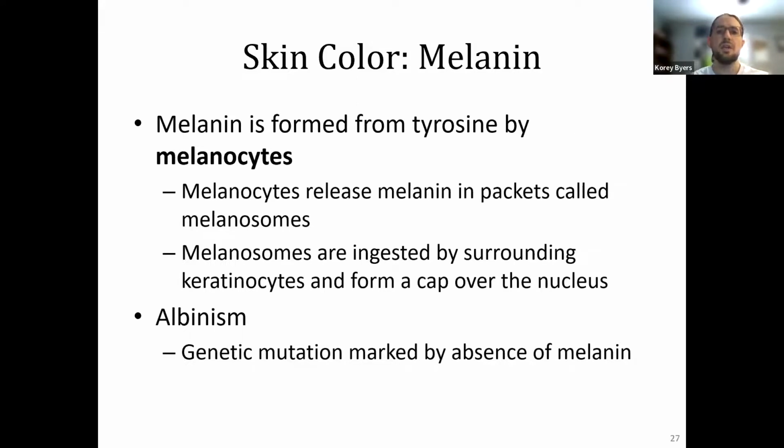Melanin is formed from the amino acid tyrosine in melanocytes. So in that base layer of the epidermis, the melanocytes release melanin packets called melanosomes, and this little packet of melanin moves over to the nuclei. It's secreted and then ingested by the keratinocytes, and it forms a cap over it. So melanocytes are not migrating up, but the melanin can be given to the keratinocytes, and it can coat that.